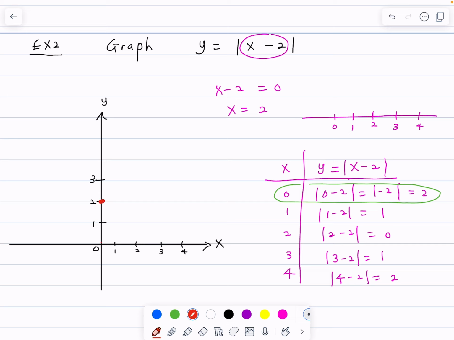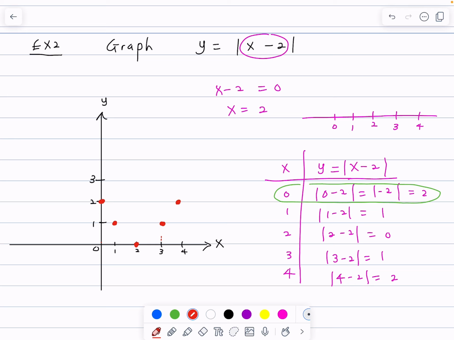So I'm going to put a dot there. When x is 1, my y is 1, so I'm going to put another dot here. When x is 2, my y is 0, so I'm going to put another dot here. And when x is 3, my y is 1, so I have this here. When x is 4, my y is 2, so I have this here.